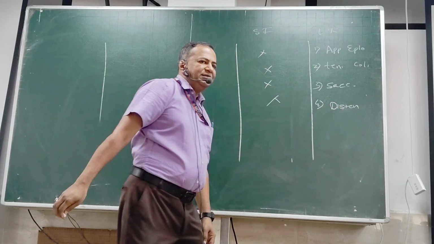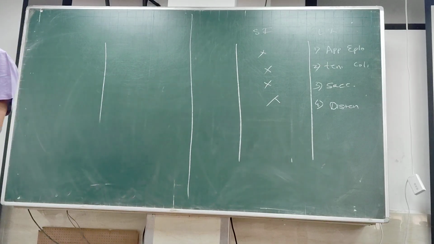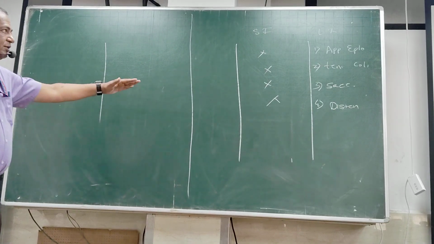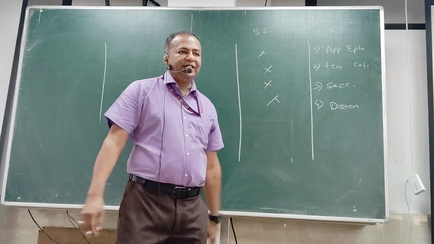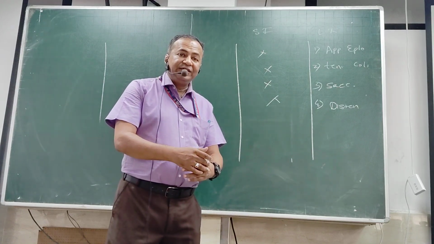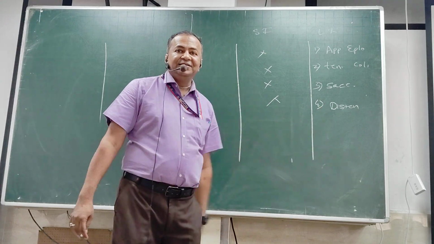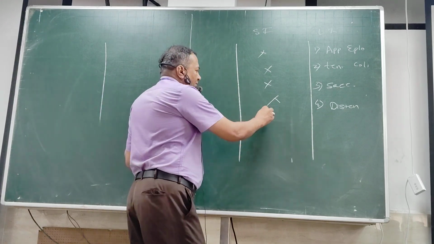Large intestine is quite distensible compared to small intestine. So four things which large intestine has, small intestine doesn't have. Now four things which small intestine has and large intestine doesn't have.